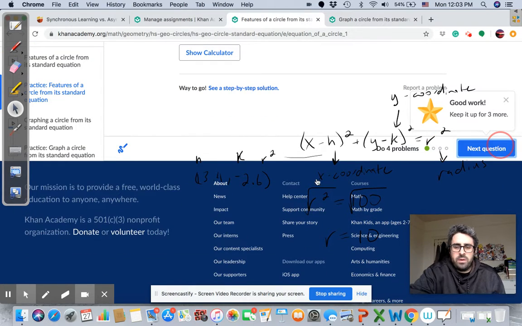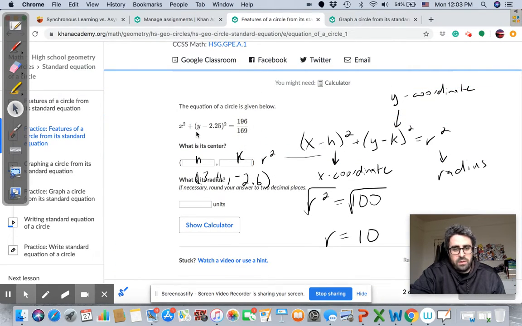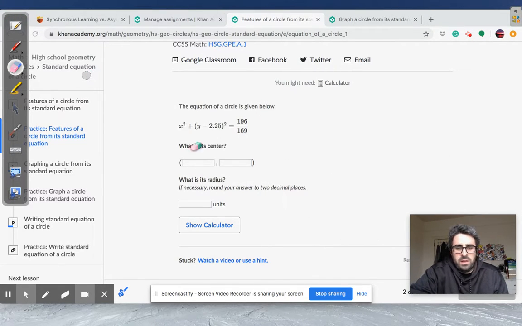Maybe the numbers could be a little bit trickier. So like this one, for instance. Oh, okay. So this one is a little trickier. So the first thing that you see is there's no parentheses with x. So in this particular case, the x-coordinate of the center, when you just see x squared, or if it was just y squared, is 0. So this is technically 0.